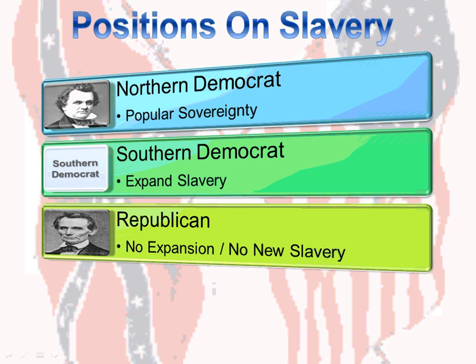Now, the Constitutional Union Party. We have the Northern Democrat: let the people decide, that live there. Southern Democrat: expand it everywhere. Republican: no expansions, but keep it where it's at. The Constitutional Union Party acted a little strangely. They just ignored slavery.